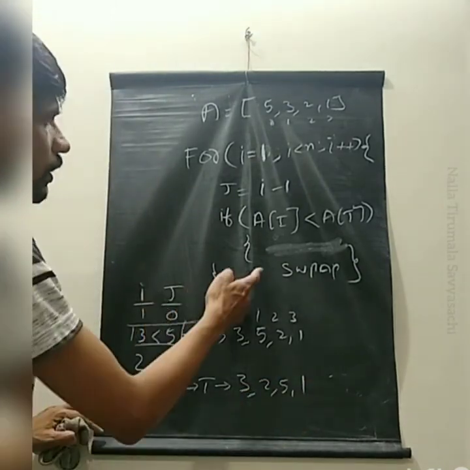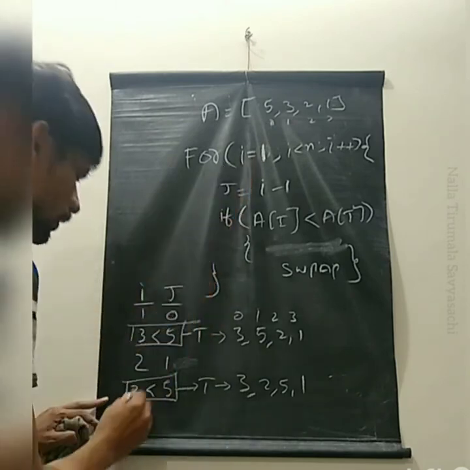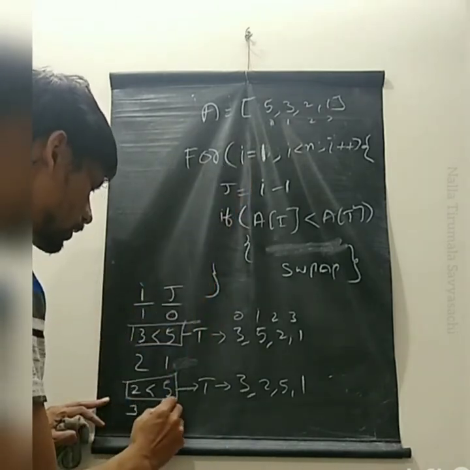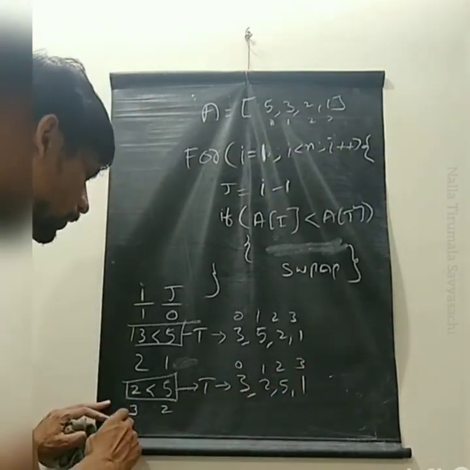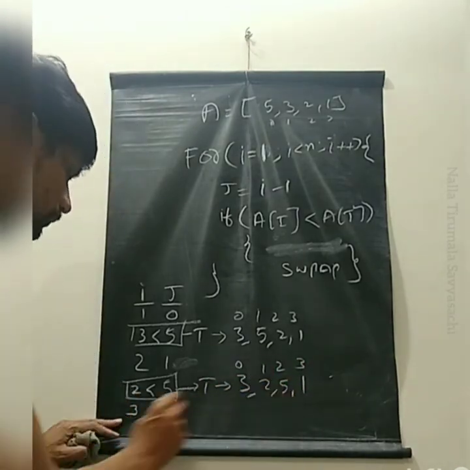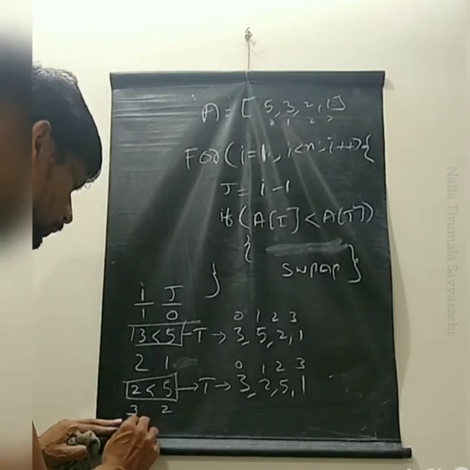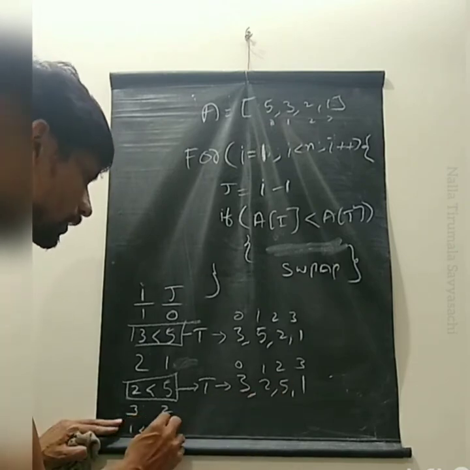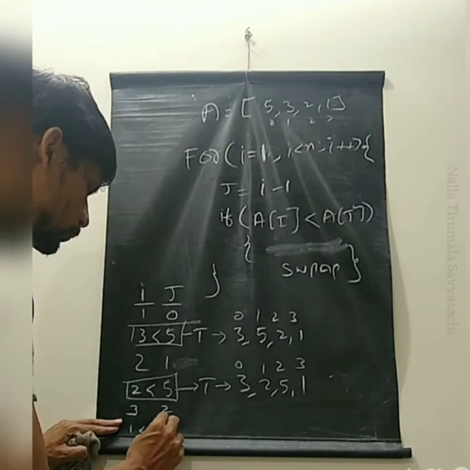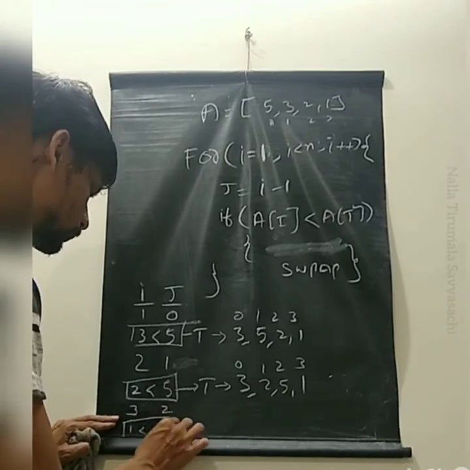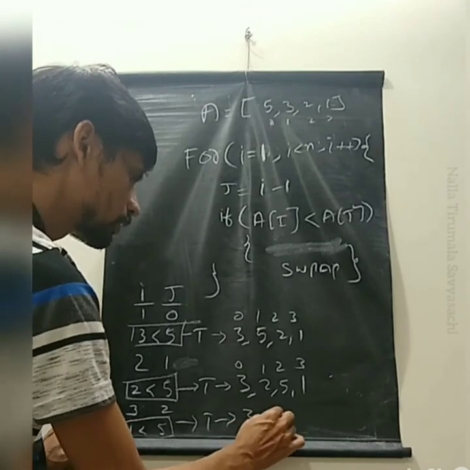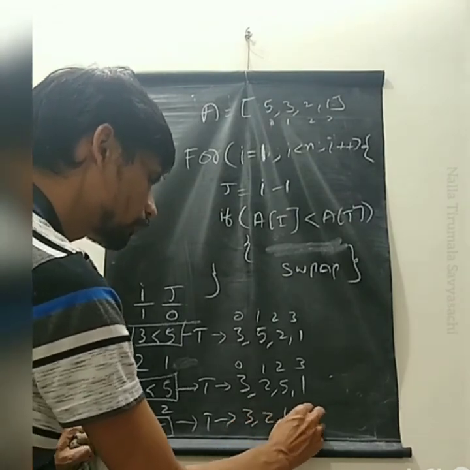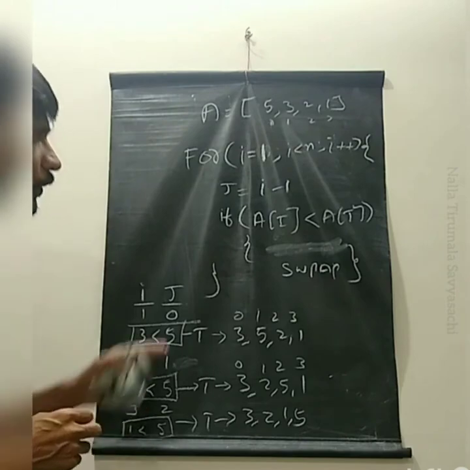So now again the loop comes to here. Now i became 3, j became 2. So with indexes 0, 1, 2, 3, a of 3 is 1. 1 is lesser than a of j. a of j is 2. Right? This is true. So we will do a swap: 3, 2, 1, 5. Okay?